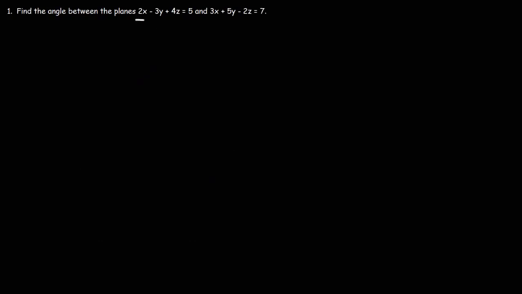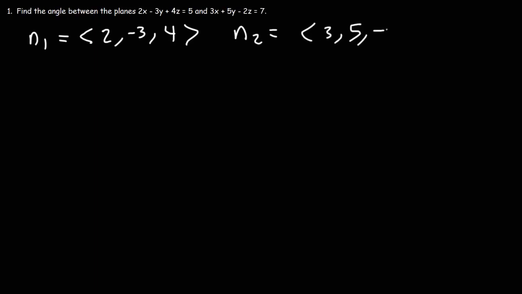The normal vector for this plane, let's call it the first plane, is going to be the coefficients of the equation, the numbers in front of x, y, and z. And so that's going to be 2, -3, 4. Now the second normal vector, that's the normal vector for plane 2. It's going to be 3, 5, and -2.